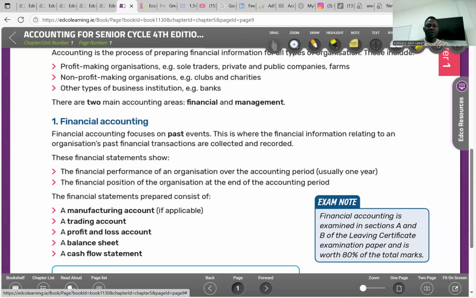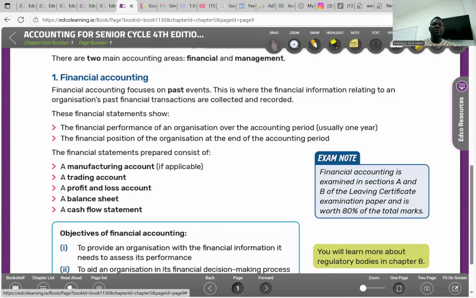So for the financial statements, the financial statement prepared consists of the manufacturing account, the trading account, the profit and loss account, the balance sheet, and the cash flow statement.